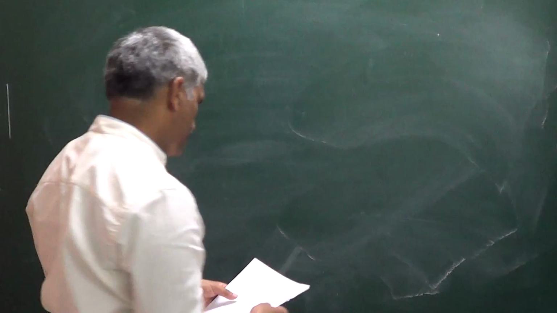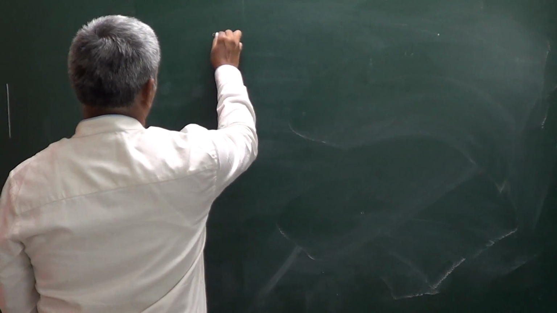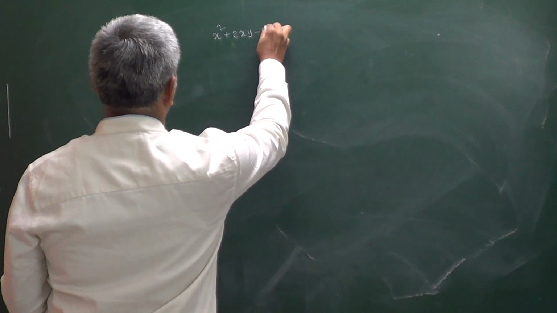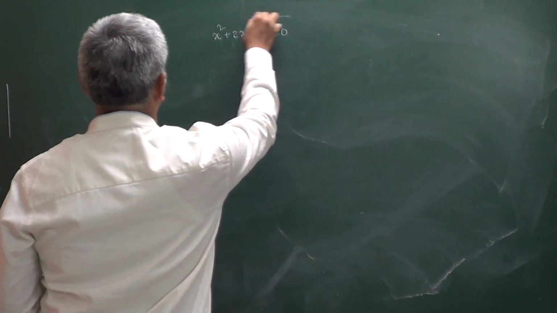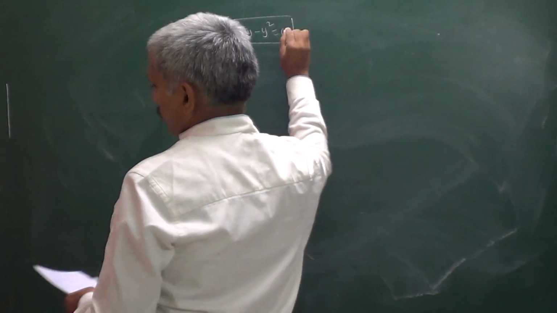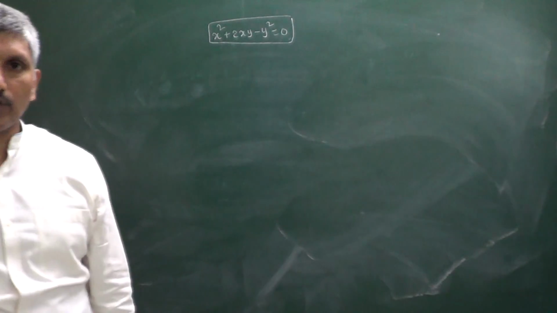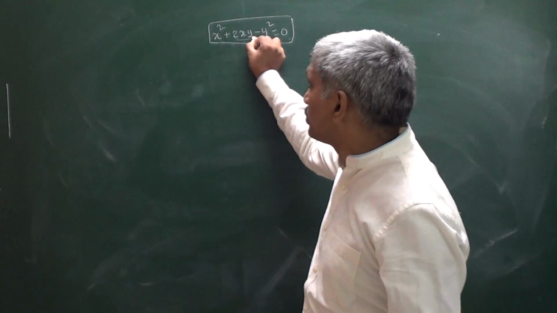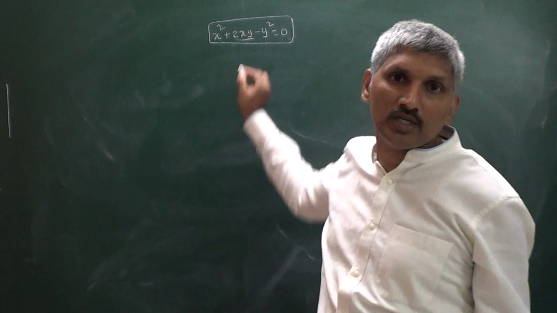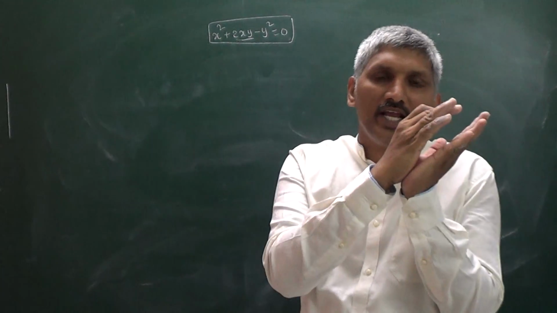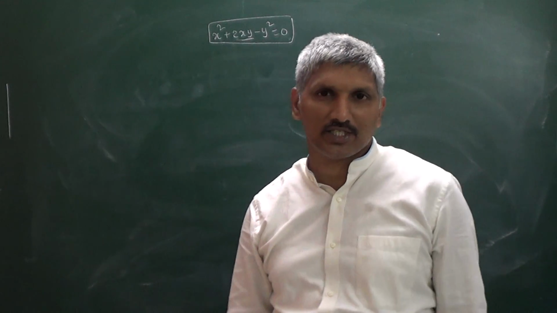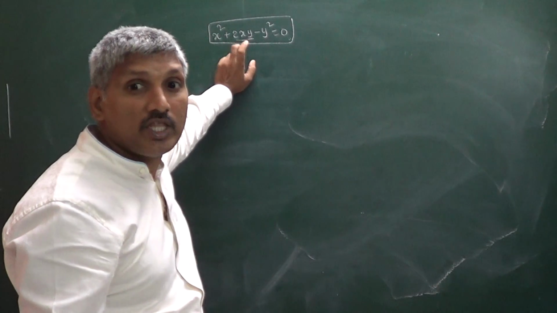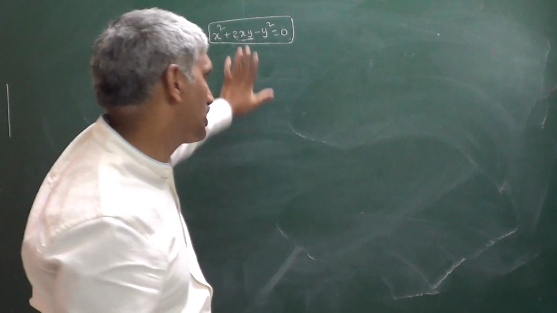So another question they are asking like this: x square plus 2xy minus y square is equal to 0. To remove the xy term in this equation, with what angle do we have to rotate the axis? The angle of rotation is being asked.